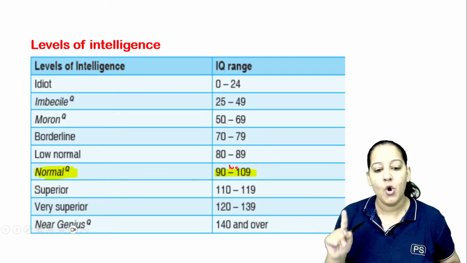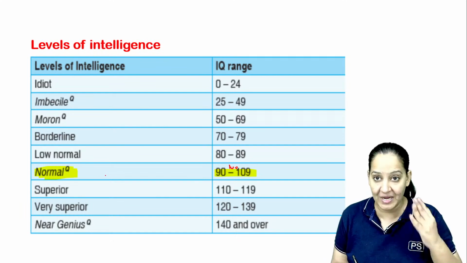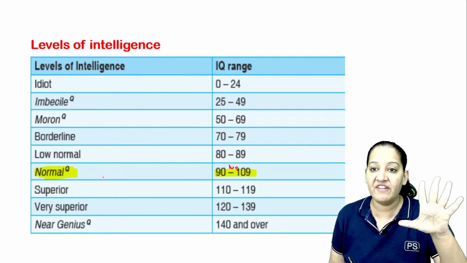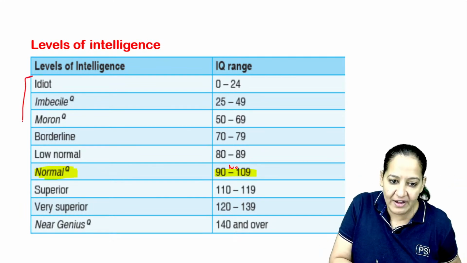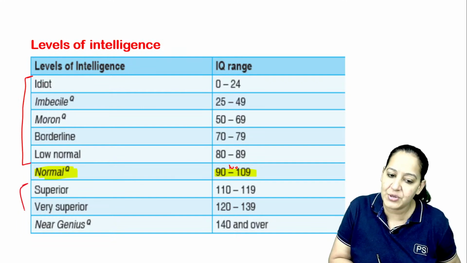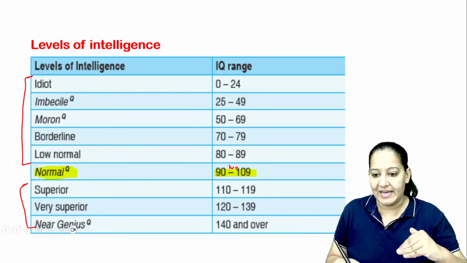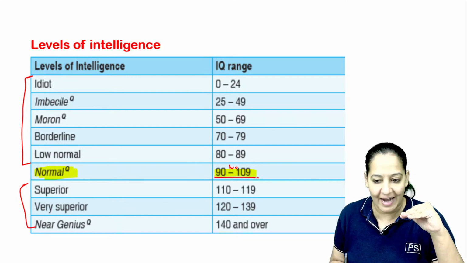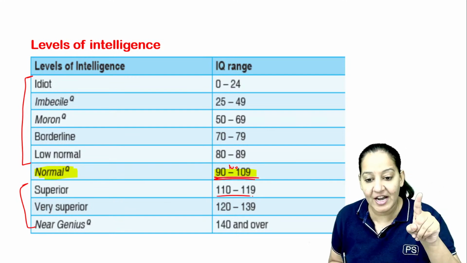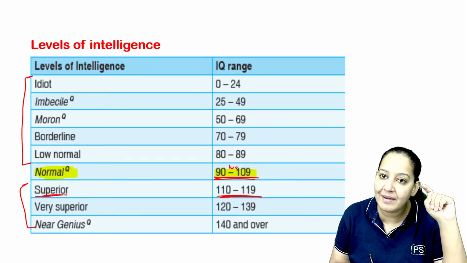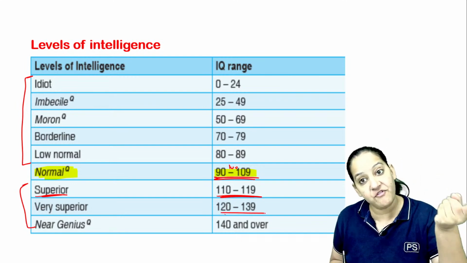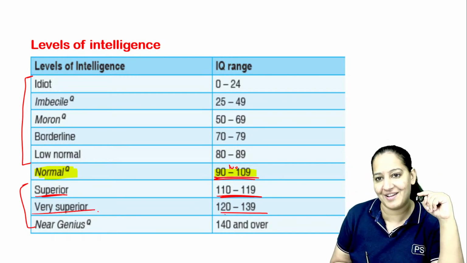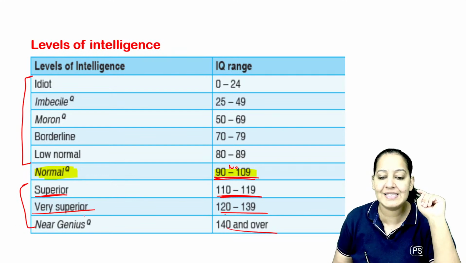This is the normal range. Once you know the normal, let me tell you there are 3 categories above normal and 5 categories below normal. पहले above देख लेते हैं. 90 to 110 is normal. 110 to 120 is superior. 120 to 140 is very superior. And more than 140, it's near genius.